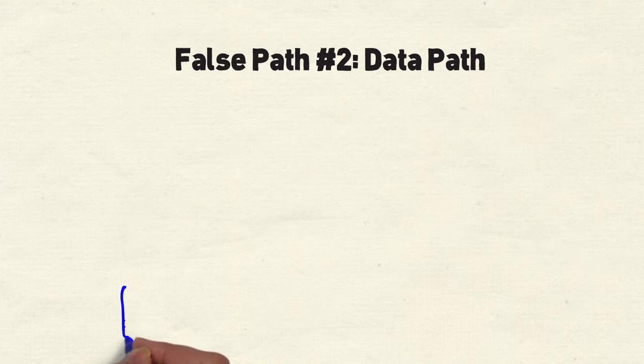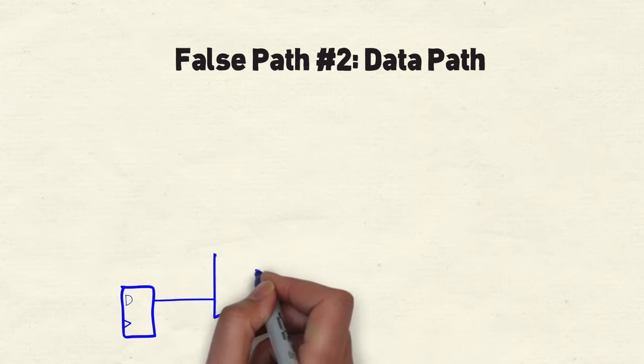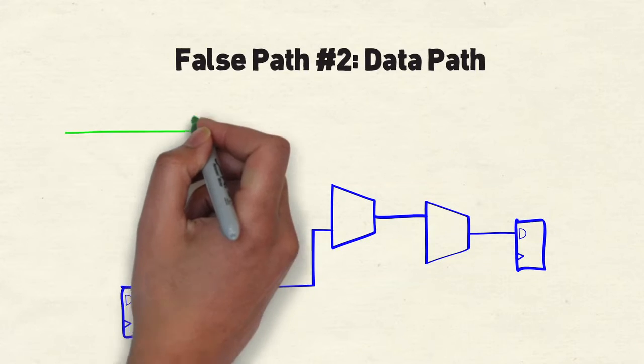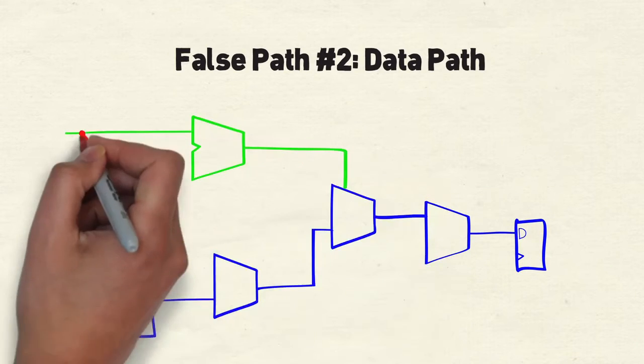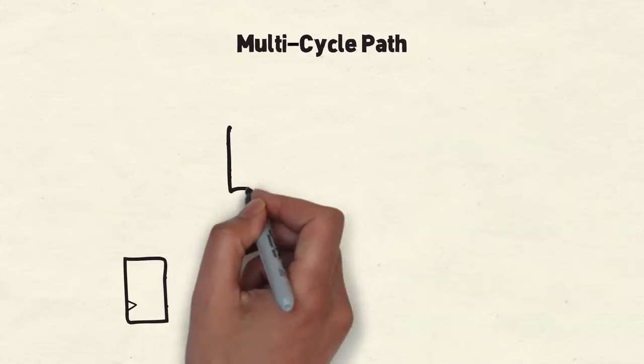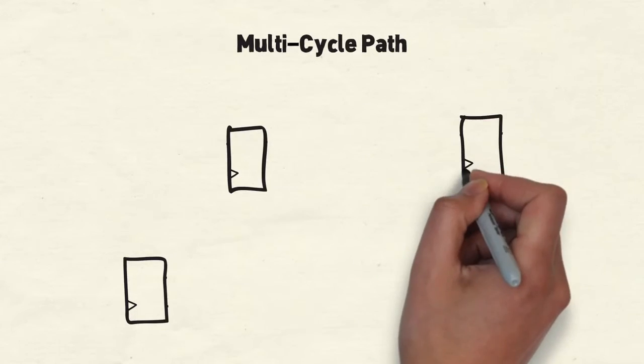This example is a little more subtle. Again, the blue path from the output of the left flop to the input of the right flop is a false path, because there is no combination of input vectors that will cause the output of the red and green paths to activate simultaneously. The second category of paths you need to exclude from synthesis are multi-cycle paths.